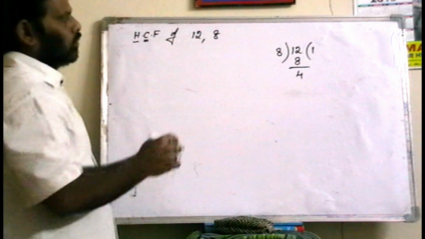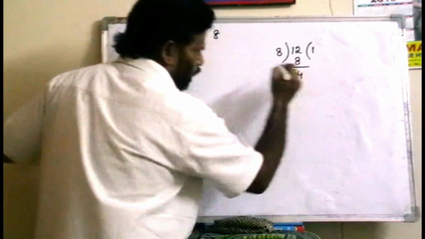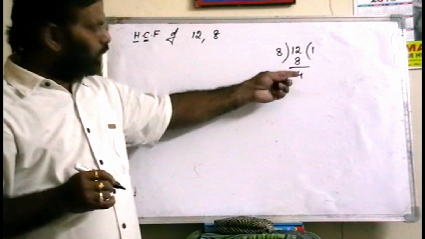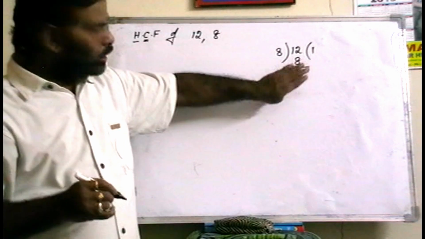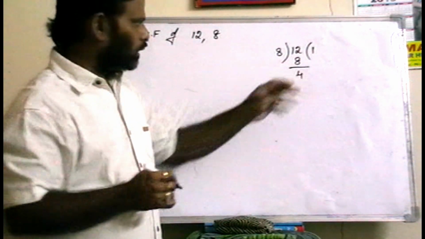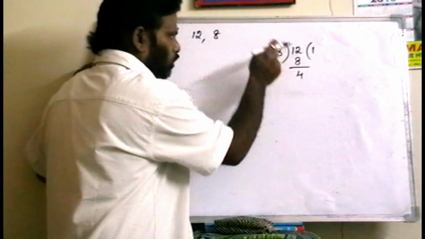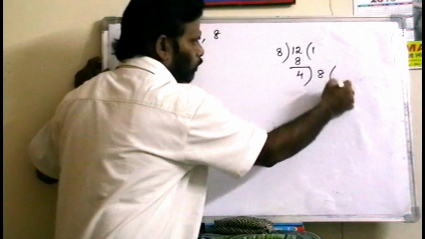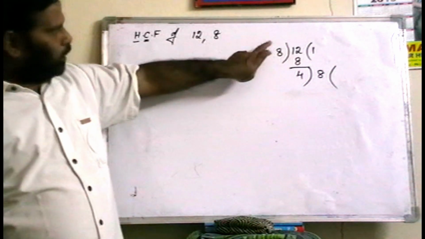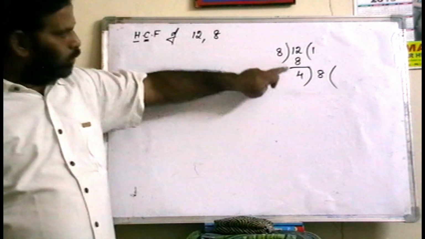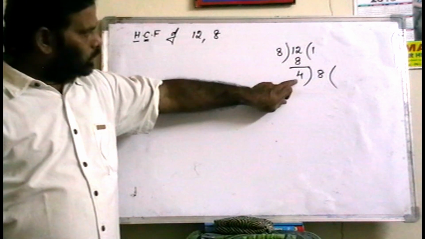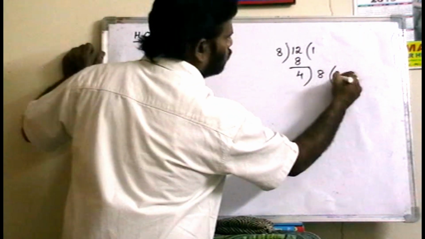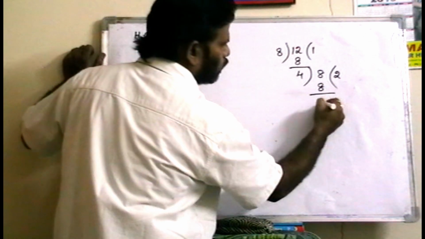Now that remainder becomes the divisor, and the previous divisor becomes the dividend. That means 8 is divided by 4. The previous divisor is divided by the remainder. 8 is divided by 4. 4 2s are 8, remainder 0.